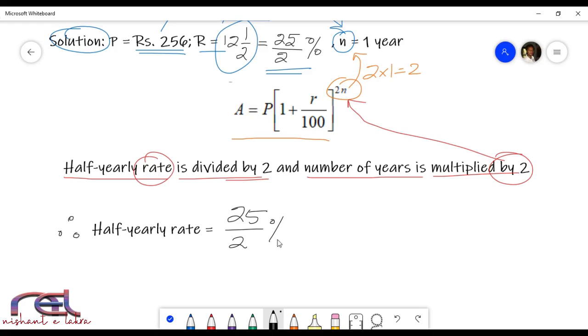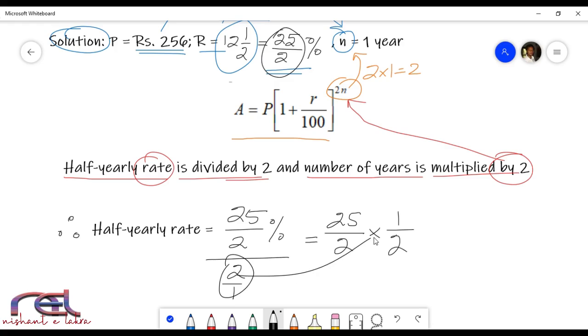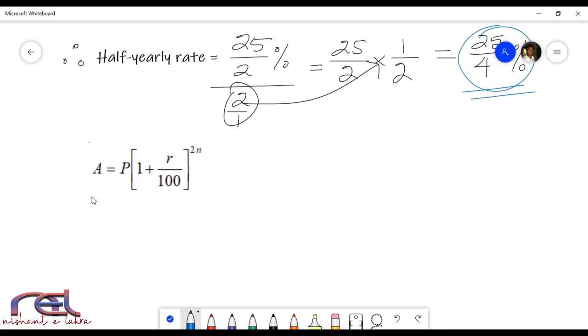So based on this, half yearly rate is 25 by 2%. We have to divide it by 2. When we solve it further, 2 by 1 is reciprocal, so we get it as 25 by 4%. Now we'll use the formula amount, P into 1 plus R by 100 to the power 2n. We'll replace the values.